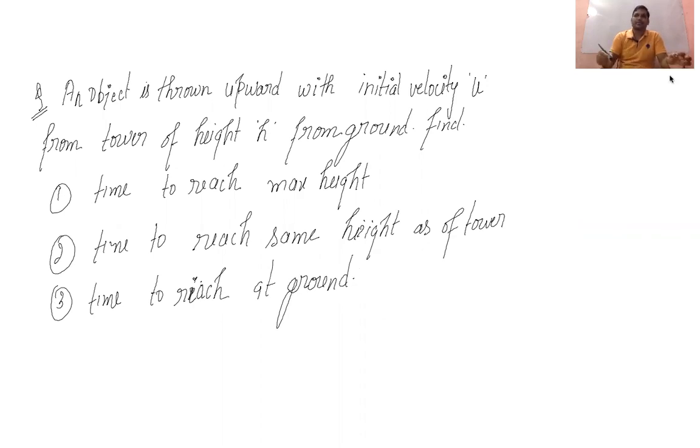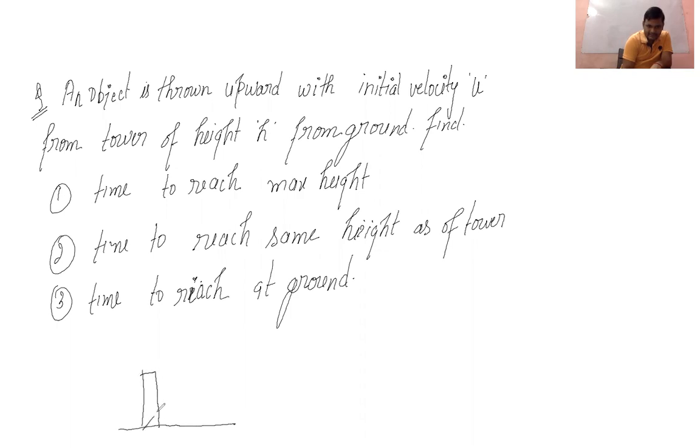Okay. So what are these three cases? Let me describe. An object is thrown upward with initial velocity u from a tower of height h from the ground. Find the time to reach max height, the time to reach the same height as the tower, and the time to reach the ground. So let's understand the concept. First, I will let you know the manual method, or you can say the simple method you are using. Then we'll come to the free fall, using the direct equation of motion, the free fall equation.